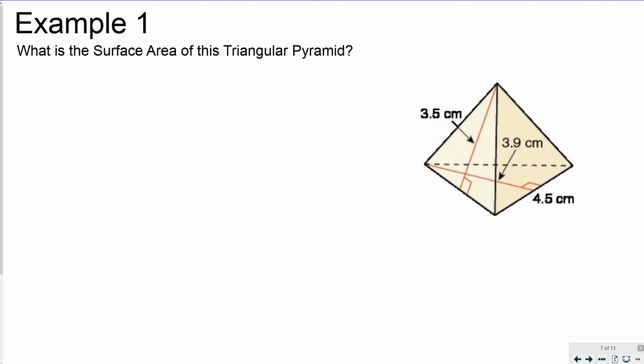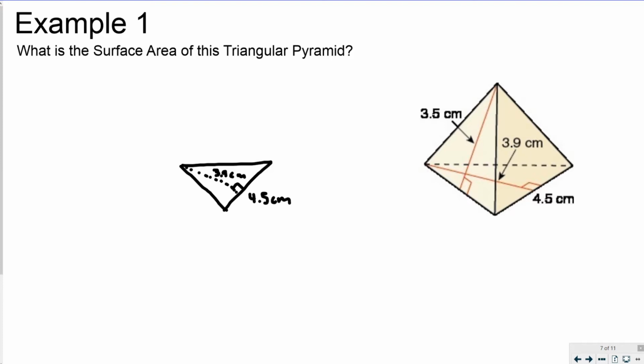What I could do is note that there is a triangle as my base, and they say there's 4.5 centimeters on this side, and that the height of the triangle, this fictional segment that makes a 90-degree angle, with the base is 3.9 centimeters.